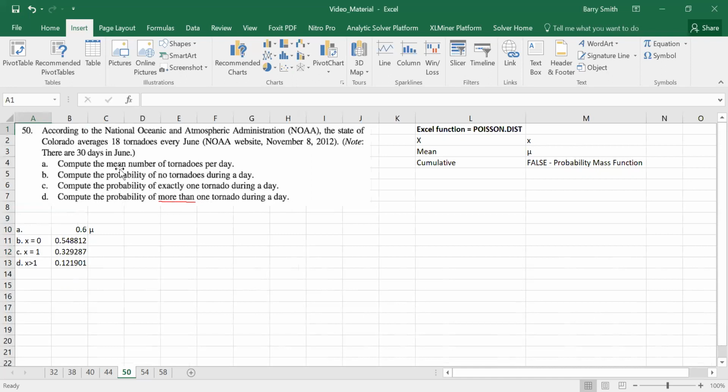All right. So first we have to compute the mean number of tornadoes per day. Well, that's just going to be our expected value. So that's just going to be our 18 divided by 30, which is going to be 0.6.